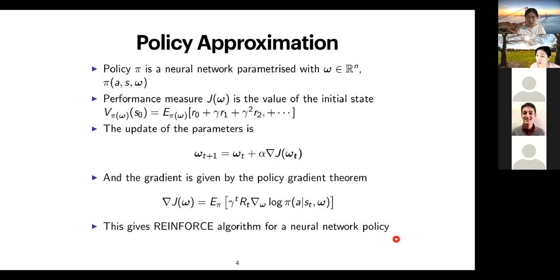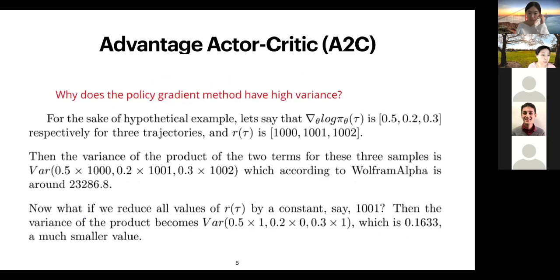You can see the only difference really is just the policy. Instead of using a Gibbs policy or some other parameterized policy, you use a neural network. And that's about it, right? That's the only difference between REINFORCE in the traditional sense and REINFORCE for a neural network policy. Okay. All right, so this is a quick summary of what we already learned about REINFORCE.